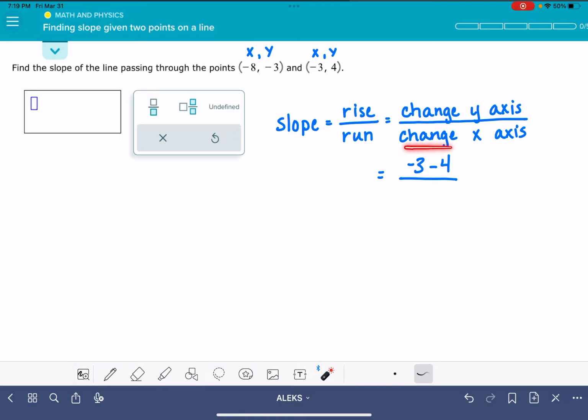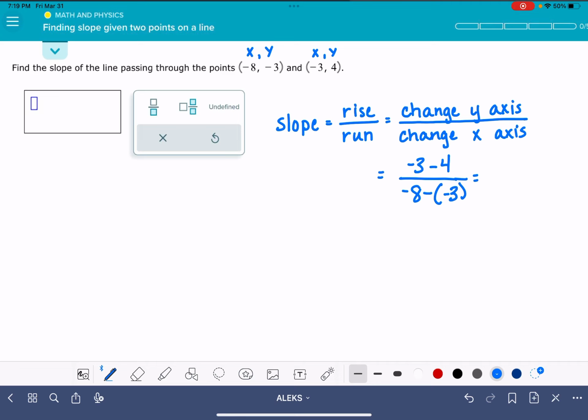And then we're going to do the same thing for the x-axis. We've got to start with the same spot. So since we started with -3 when we were calculating the rise, we need to start with the same corresponding x coordinate, that's a -8, and from that we're going to subtract the second x coordinate. So we're starting with -8 and we're subtracting the second x coordinate, which is a -3.